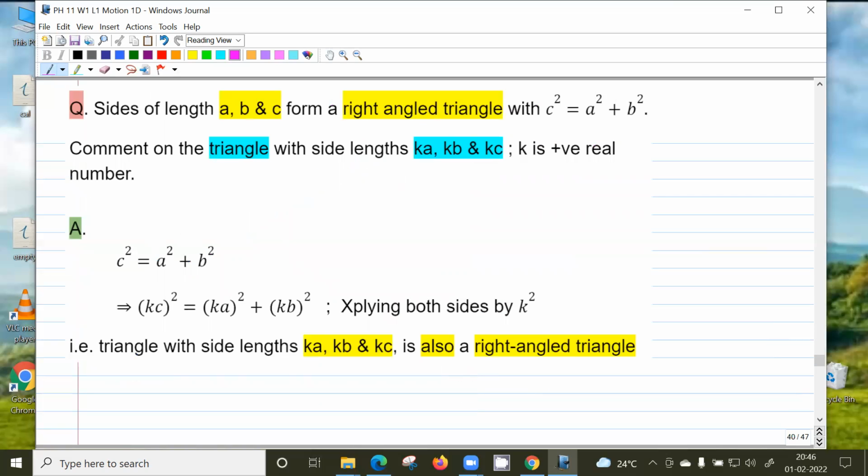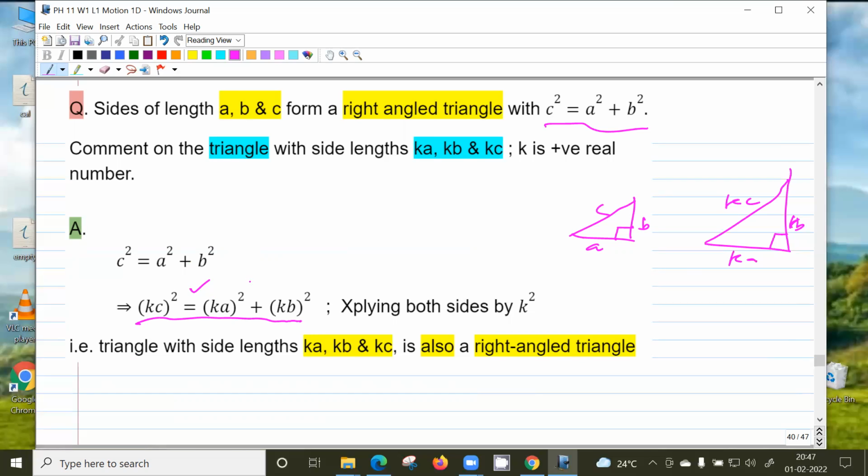This you should be knowing. You have a right angle triangle ABC, and you know how C is related to A and B, right? The vector addition. If you draw a triangle with kA, kB and kC, again this will be 90 degrees only, because this relationship will be valid. K square will cancel, so C square is A square plus B square, and that is true.